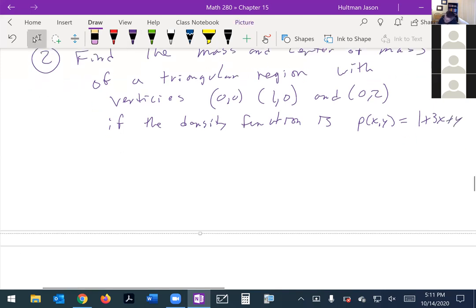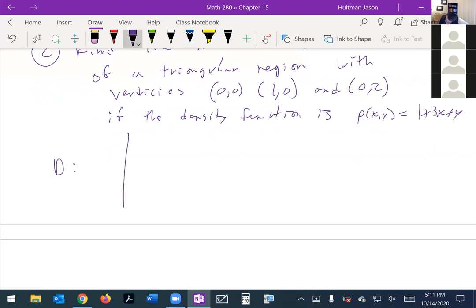Okay, so let's look at what D is. What's the region that we're integrating over? The region is going to be (0, 0) to (1, 0) to (0, 2). So this is 2, this is 1, and it's a triangular region that goes here and here, I think. Then here. Maybe I'll make this a little bigger. So (0, 0). Let's space this out really nicely. That's 2.